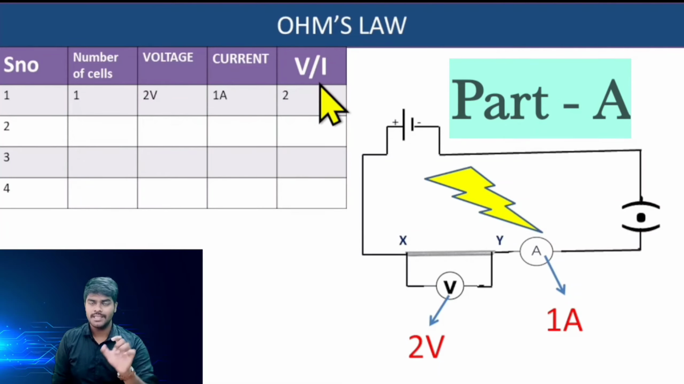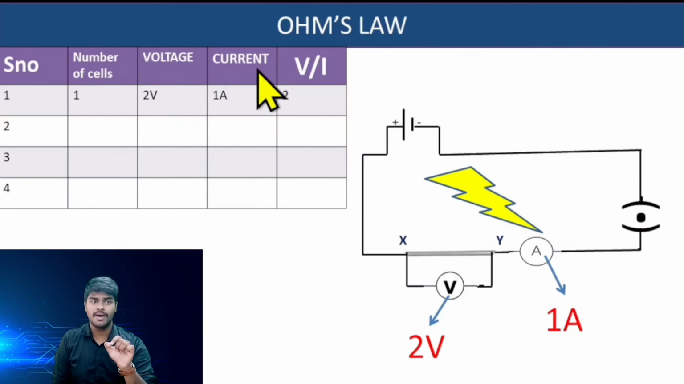Voltage by current. In part A, what is the voltage reading? 2 volt. And what is the current reading? 1 ampere. So 2 by 1, the answer is 2. So in part A, we have only one cell, the voltage reading is 2 volt, the current reading is 1 ampere, and the ratio is 2.